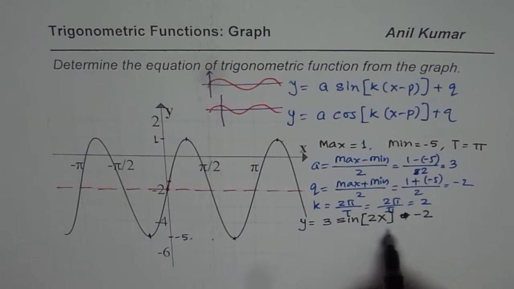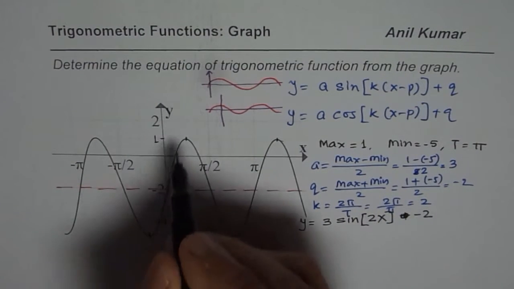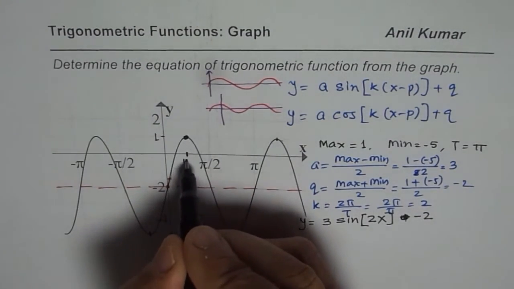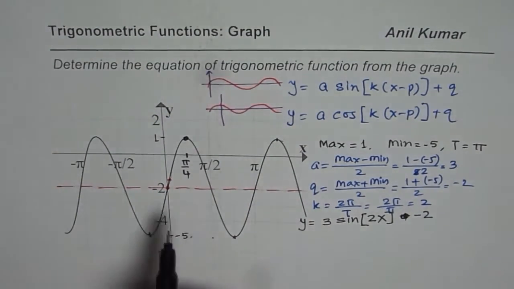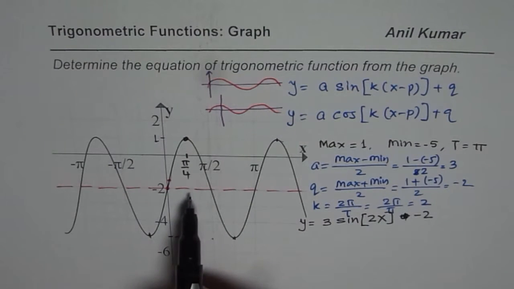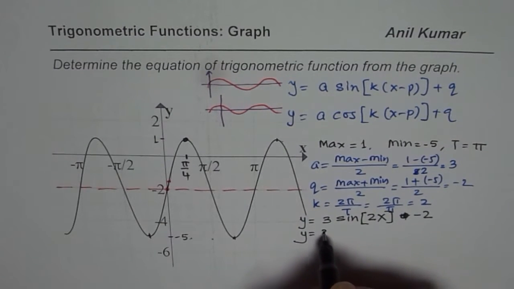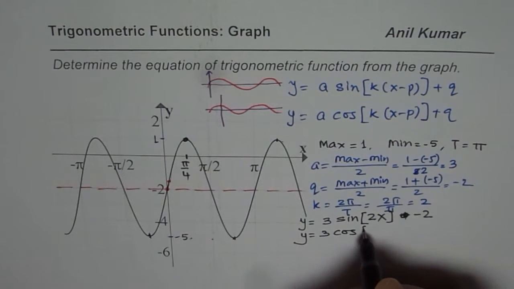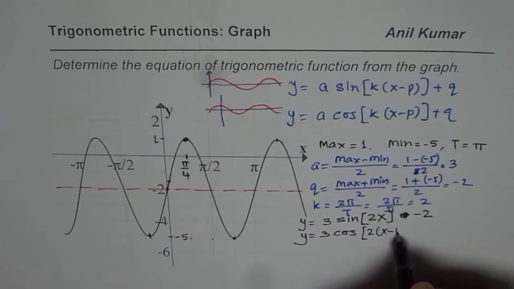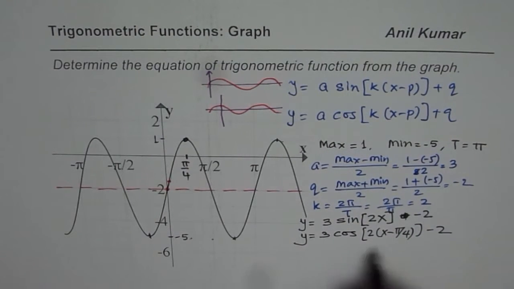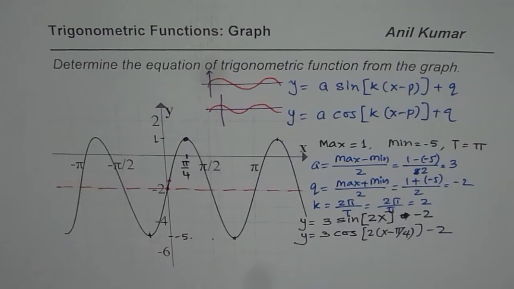Now for the cosine function, it starts with the maximum. As you can see, the maximum is at pi by 4. So there is a horizontal translation, or phase shift, of pi by 4 to the right. So I could also write this equation as 3 times cos of 2 times (x minus pi by 4), since that is the phase shift, minus 2, as my cosine function. Do you get the point? That is how you can get two equations representing the graph.